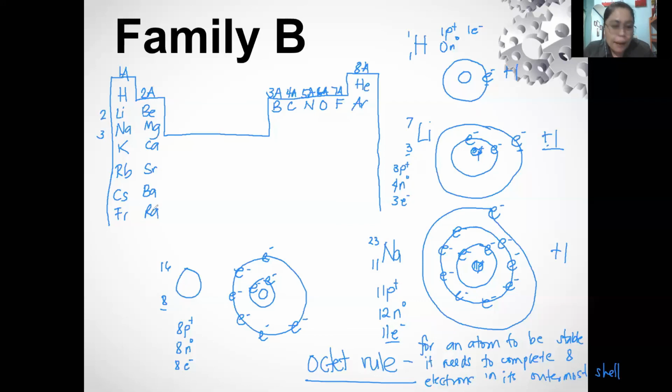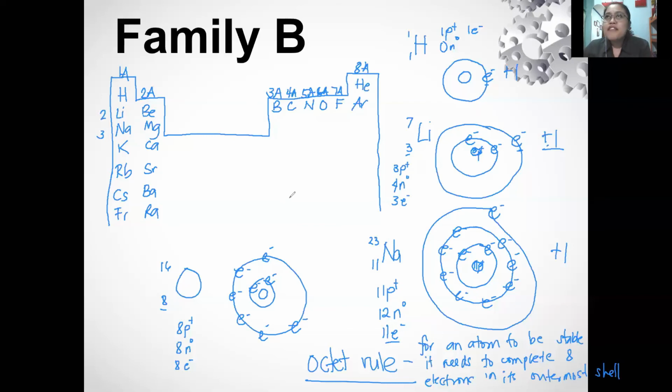I-memorize nyo pababa. Mas madali siyang i-memorize kagaya ng sinabi ko kanina: lithium, sodium, potassium, rubidium, cesium, francium, that's group 1A, and then beryllium, magnesium, calcium, strontium, barium, radium, that's group 2A, and so on. So, ganyan nyo siya i-memorize pababa para mas madali.